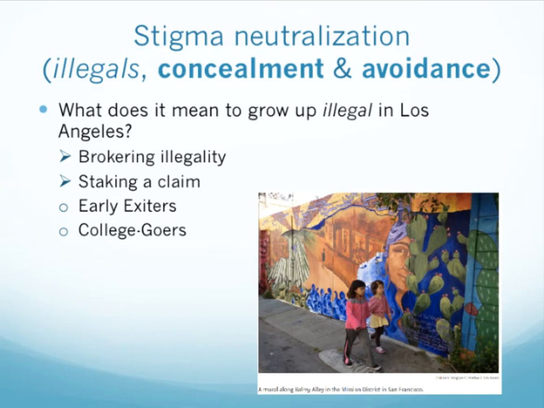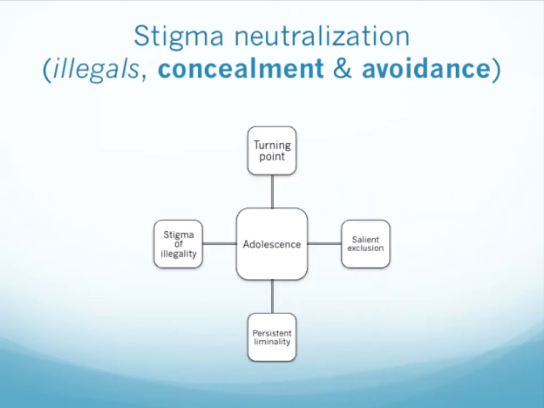For the undocumented, the pathways towards stigma neutralization are a bit different. There are 2 categories of people who grew up undocumented in Los Angeles. These are the early exiters and the college goers. For both, adolescence is an important time when stigma of illegality begins to leave its mark.